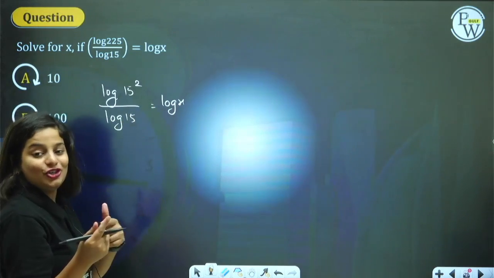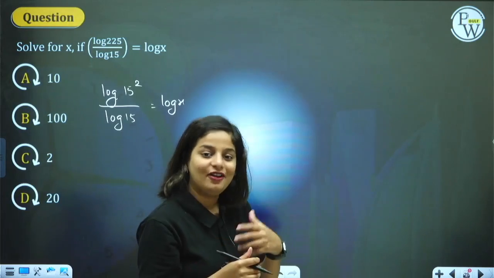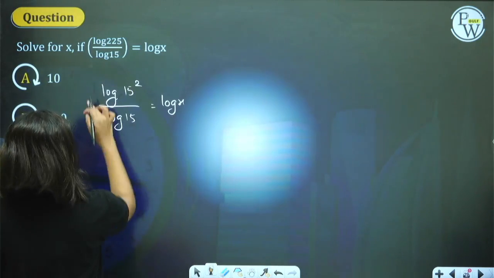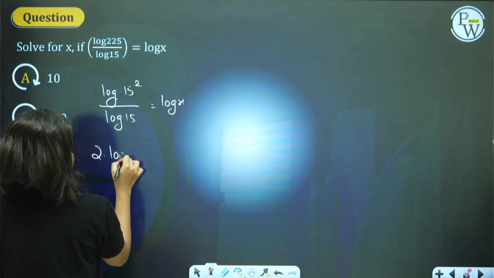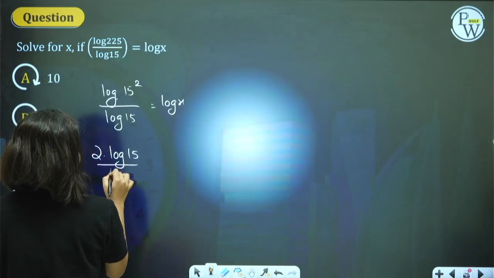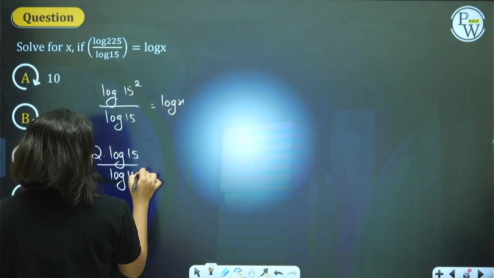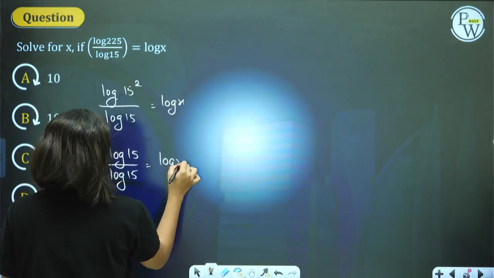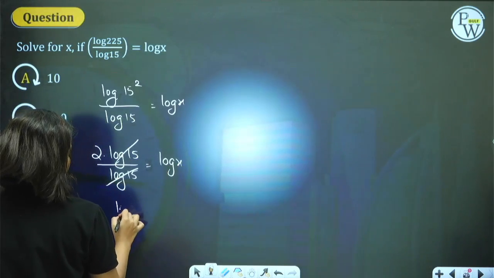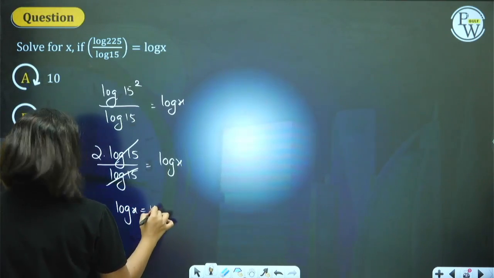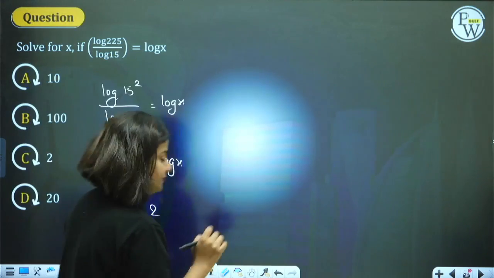Using the exponential property, this 2 will come over here. The power of 15 will come and sit beside log. Log 15 cancels, so log x is equal to 2. But we need the value of x, not log x.